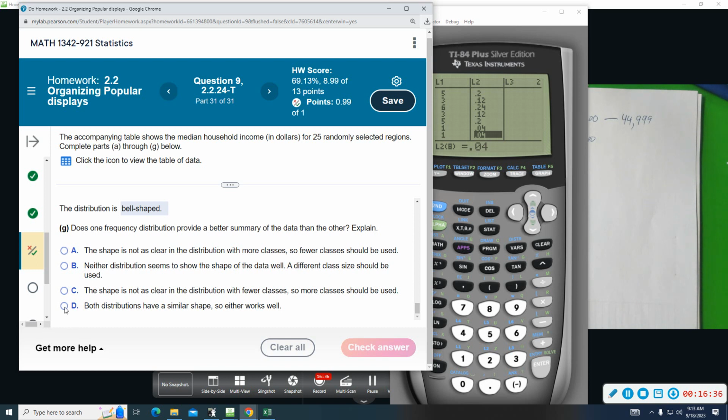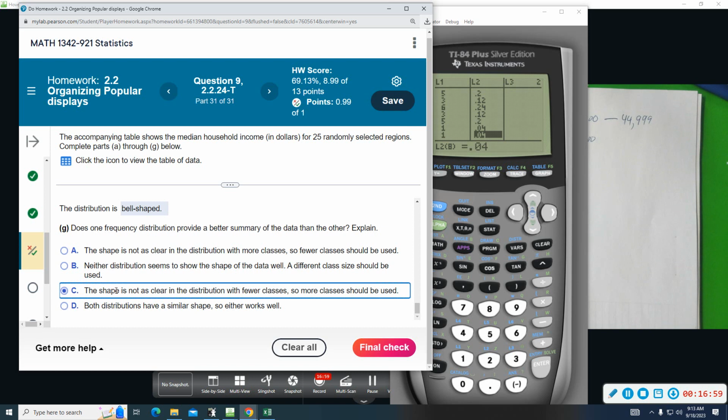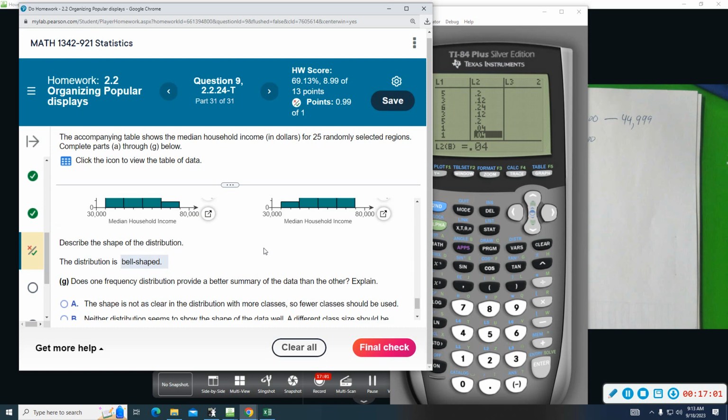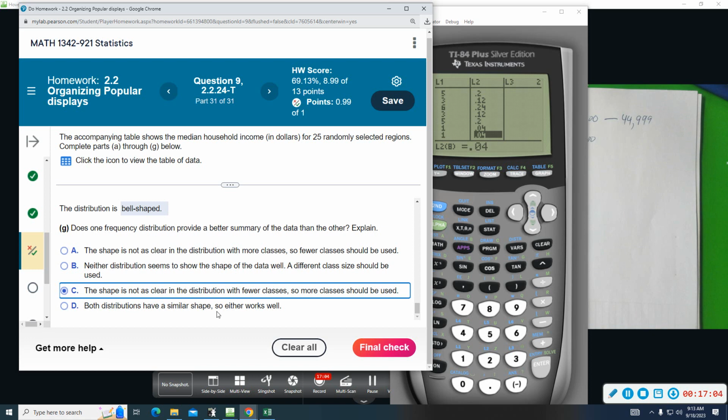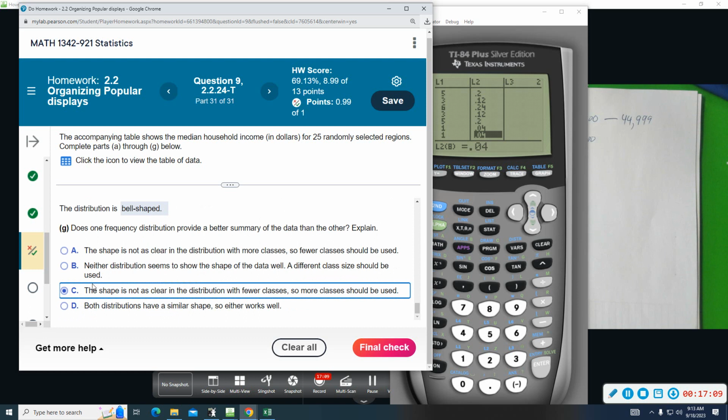It looks like D, but just from previous experience, they're probably going to be looking at C. So let's check. Although they both look bell-shaped, you really want to have more classes. But let's just look at this. So they don't like that. Yeah, so C is going to be the one. Even though they both look the same, I mean, I could totally see why somebody might pick D. Both of them look the same in this example. But most often, description in textbook, you want to use more classes.